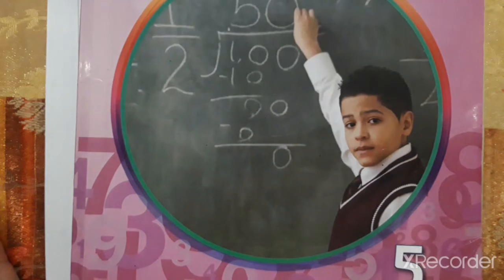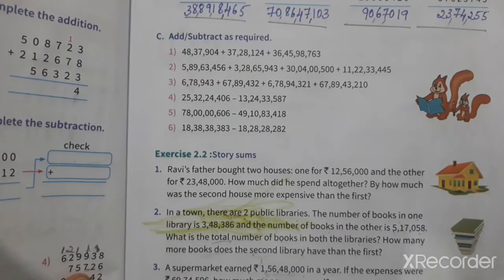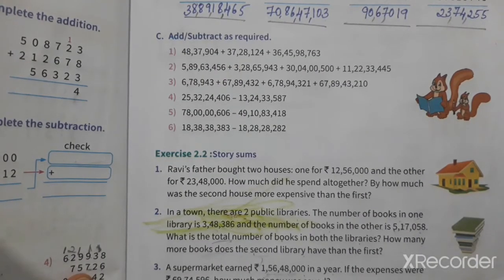Hello children, this is 5th standard maths. Chapter name is Operation with Large Numbers. In that, exercise 2.2, story sums.